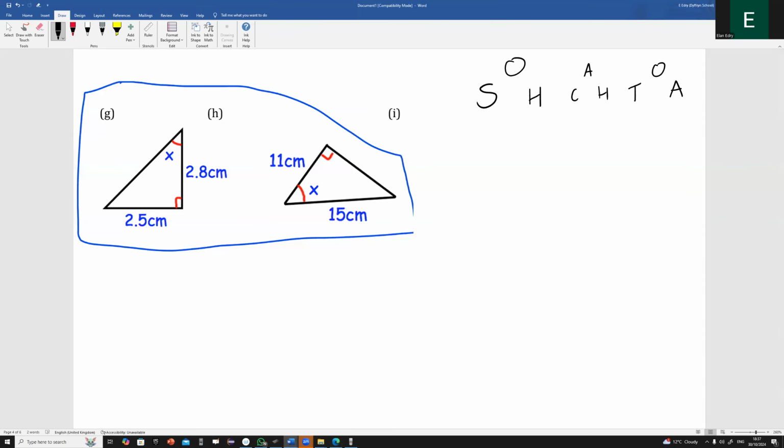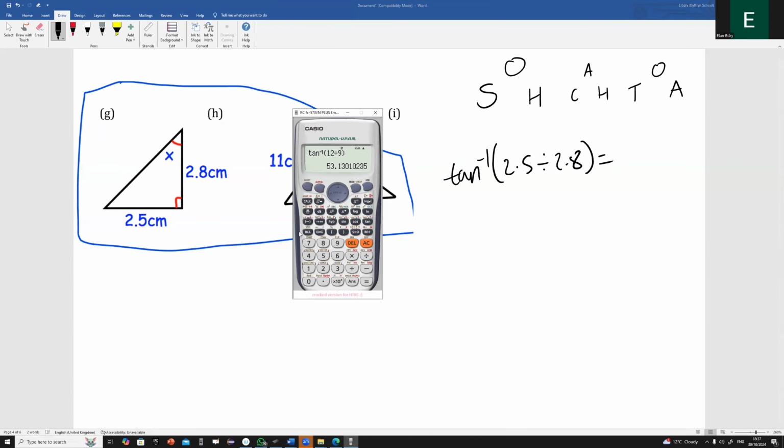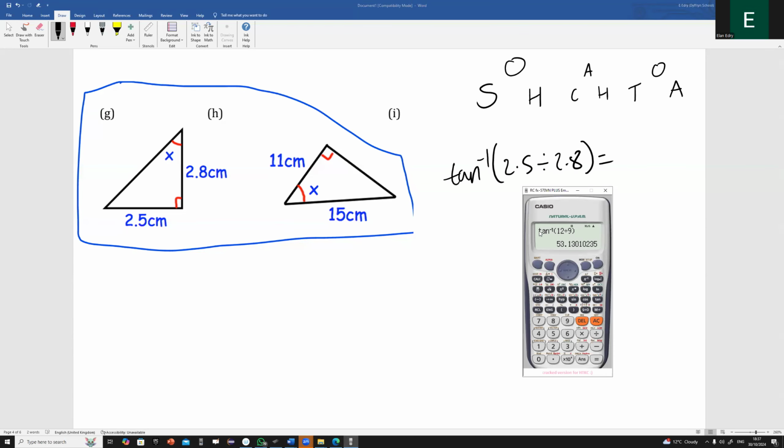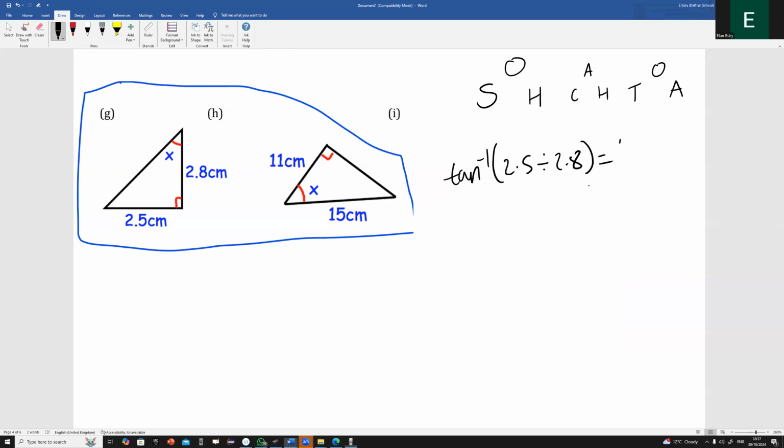Okay, that looks really good, Amelia. So for the first one, we should end up with tan minus 1, 2.5 over 2.8. Right, that is 41.8. Brilliant.